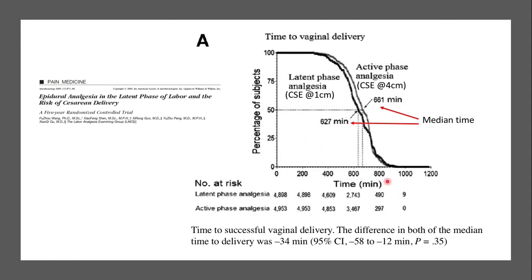The other thing it shows is that they do report the median time. The median time in latent phase labor was 627 minutes as compared to 661 minutes. Now, they didn't do a log rank test. They just compared the differences between the groups in median time to delivery. It was only about 34 minutes shorter in the latent phase group, and if we look at the p-value right there, it's not statistically significant.